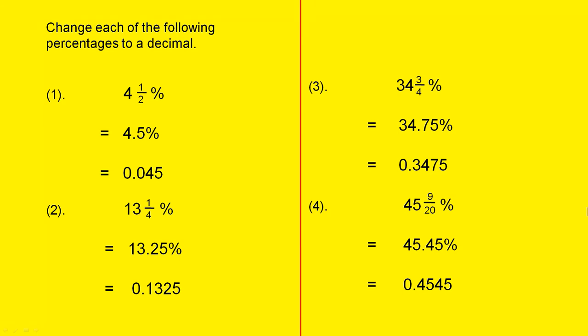So this video has introduced the idea of changing a percentage to a decimal, and we have alluded to the fact that to do that, you just divide by 100, which actually means move the decimal point 2 places to the left. That's how simple the rule is.